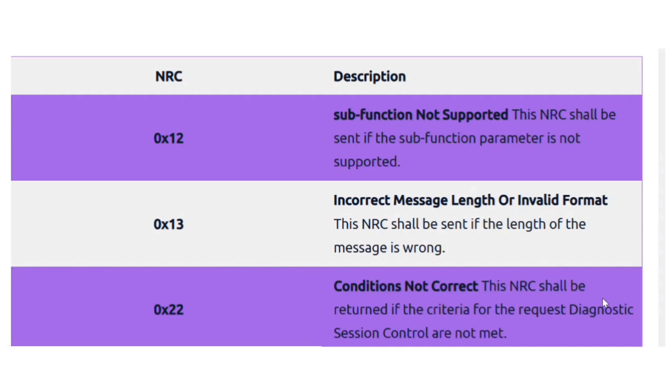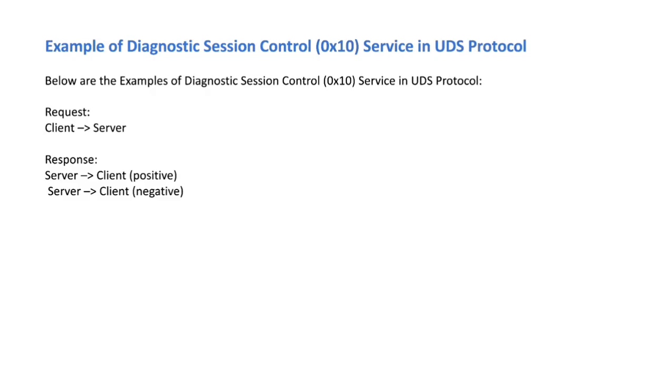The condition check will look at the speed or the wheel rotation of the vehicle. If it is greater than 0, then it means the vehicle is moving and not stable. At that time we cannot perform software flashing, as it can affect the vehicle function. At that time we will get the conditions not correct NRC. So this is an example of the diagnostic session control service in the UDS protocol.